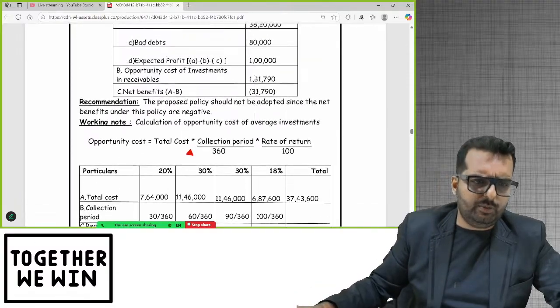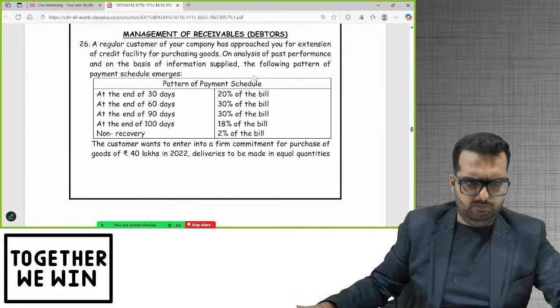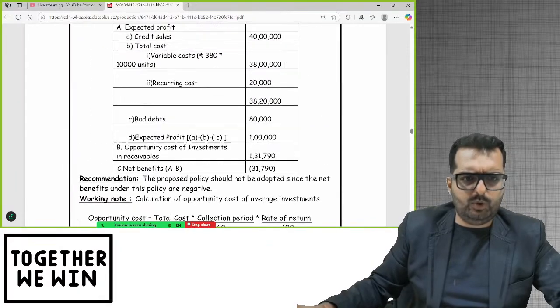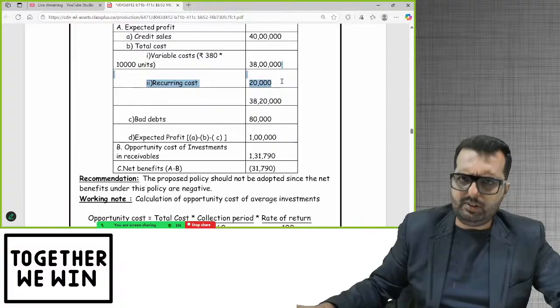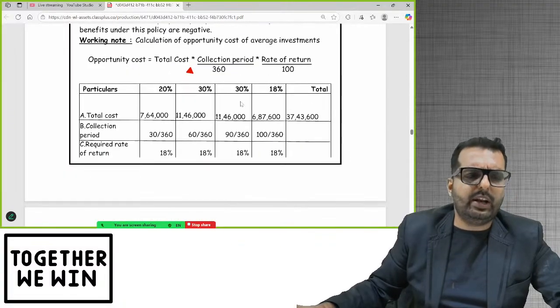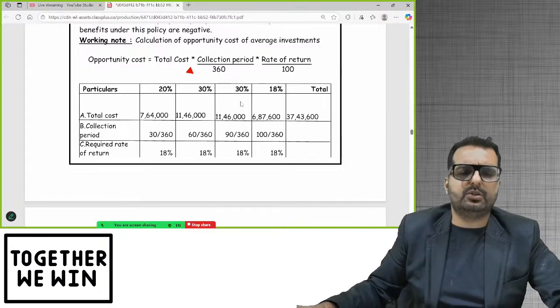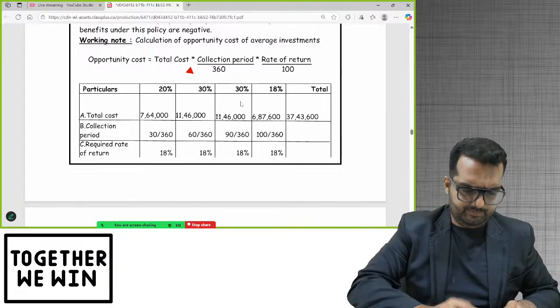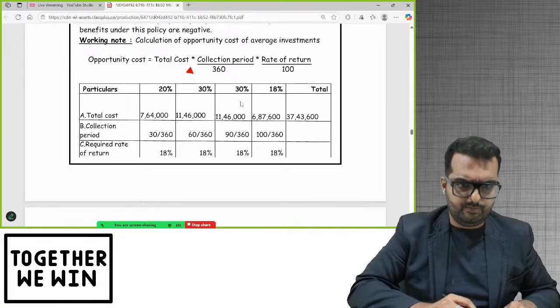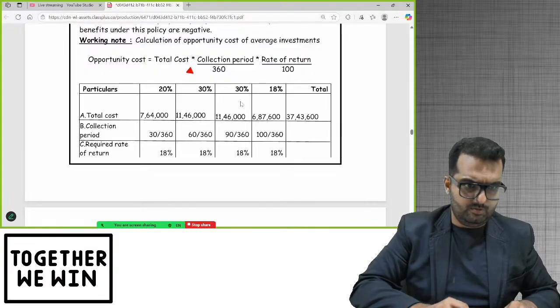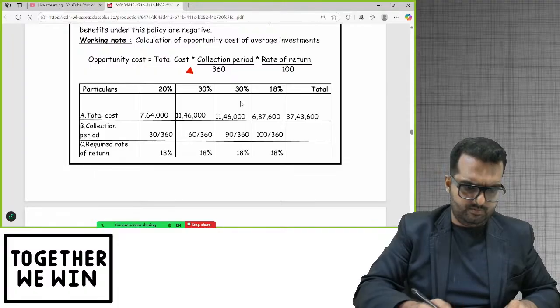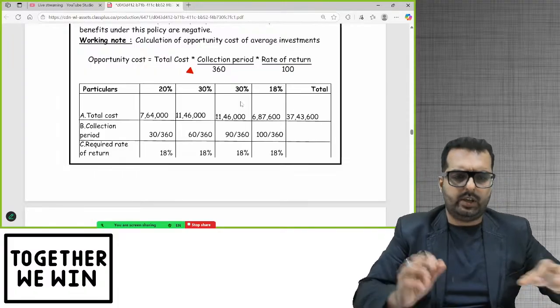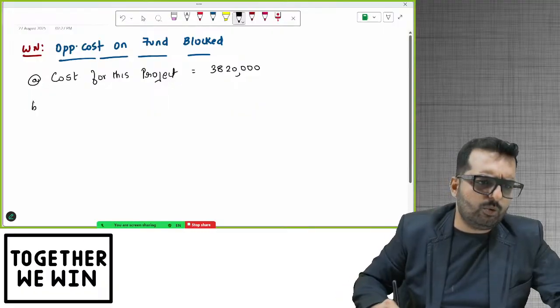How did I get this 38,20,000? You have 38 lakh variable cost, recurring cost of 20,000. That is how you get the total as 38 lakh 20,000. Okay, correct. 38 lakh 20,000. Sorry, I just want to cross check something.